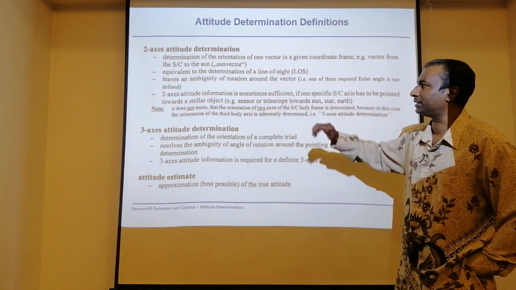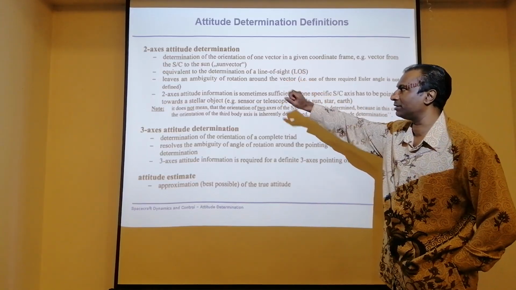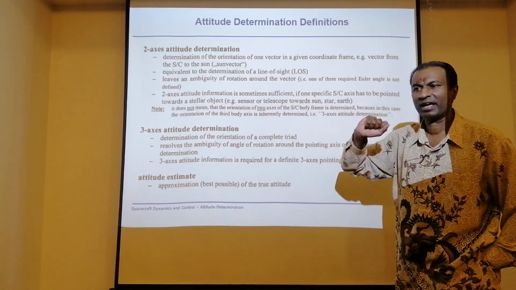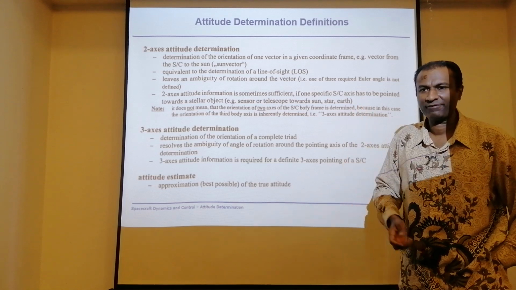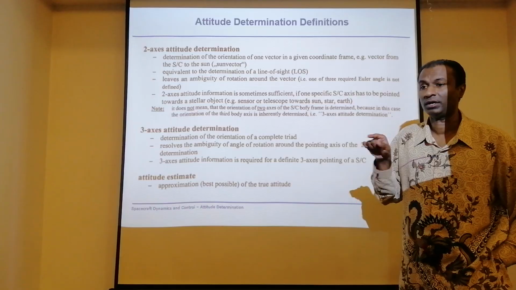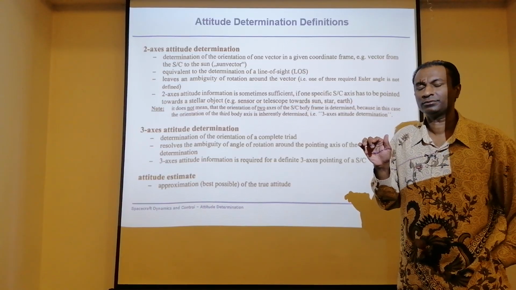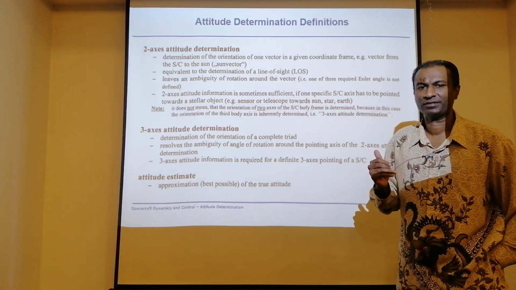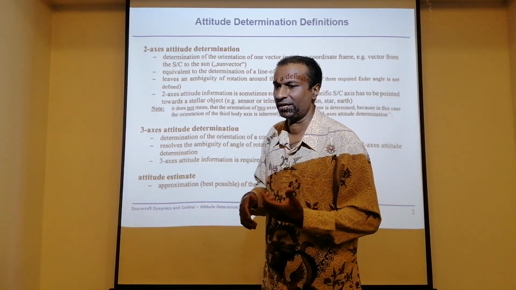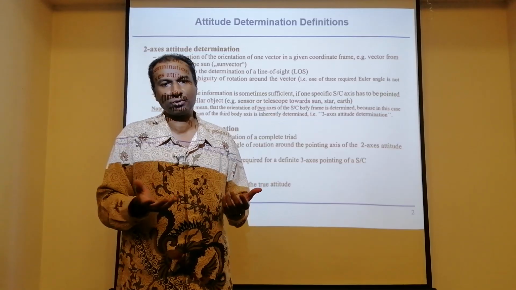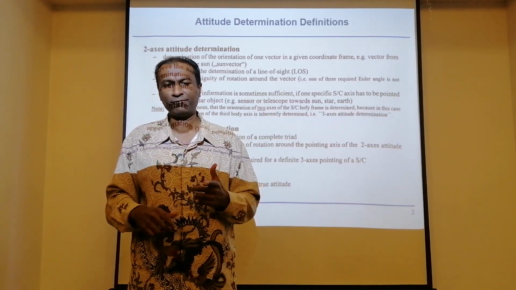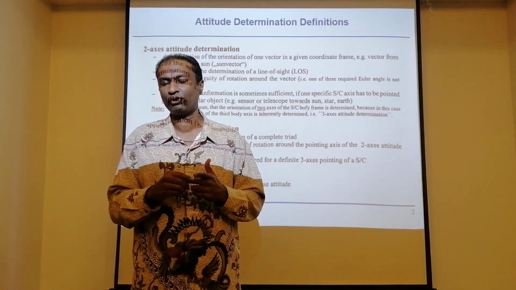Now, for example, two-axis attitude determination. It doesn't mean that you have two sensors. You can have just one sensor. It means that there is a particular axis that you are using as a reference. For example, we have been exposed to our three axes in local vertical, local horizontal. We have the roll axis, the pitch axis, and the yaw axis.